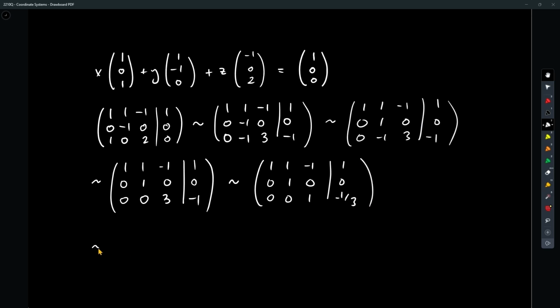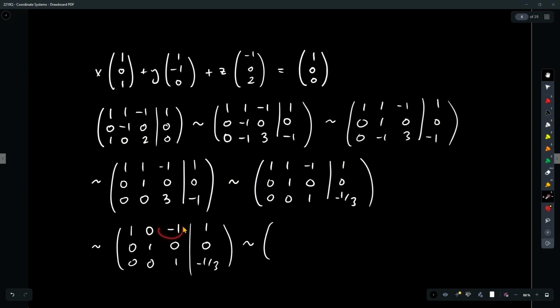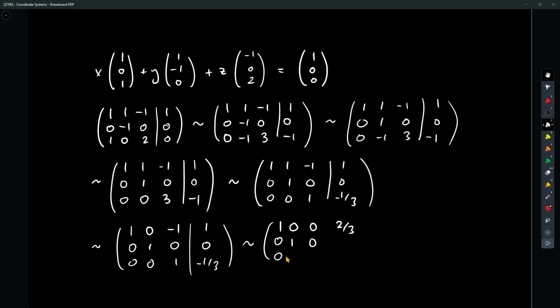And that gives me, now row reduce this position here. That is going to be 1, 0, minus 1, 1, 0, 1, 0, 0, 0, 0, 1, minus a third. And now I can row reduce the last spot, eliminate this element here: 1, 0, 0, and then 1 minus a third is 2/3, 0, 1, 0, 0, 0, 1, 0, minus a third.